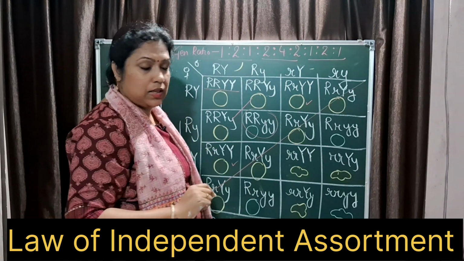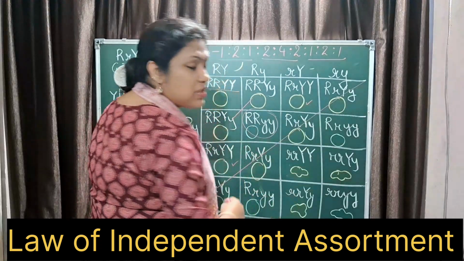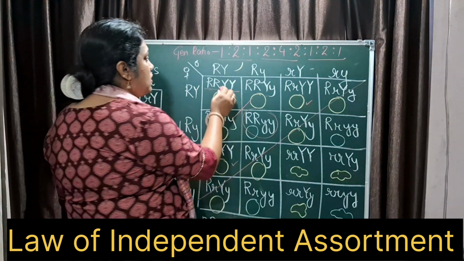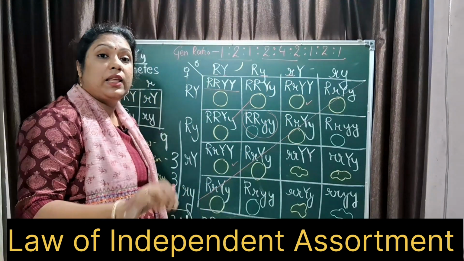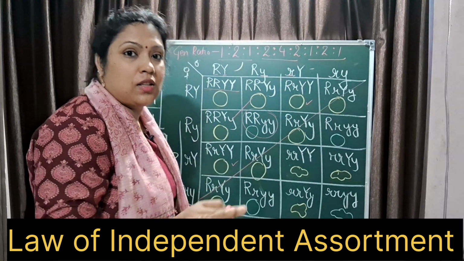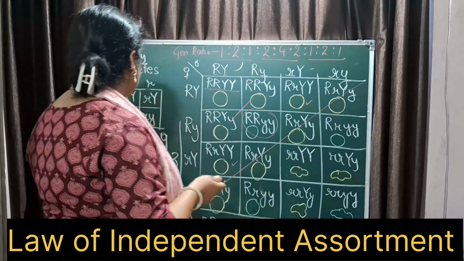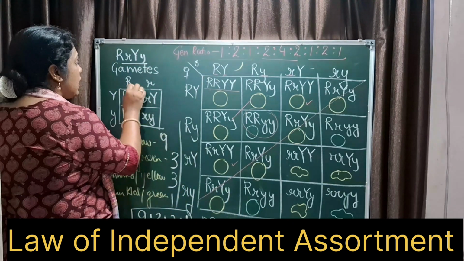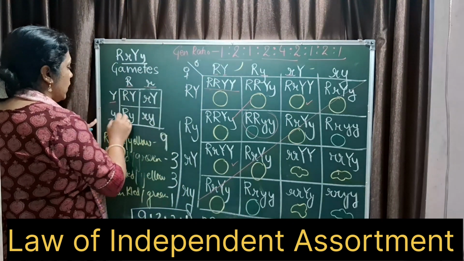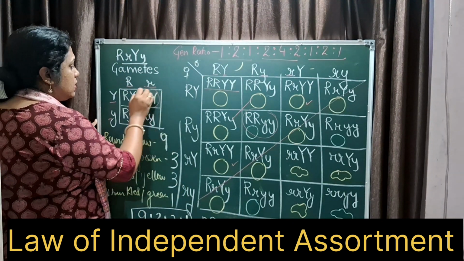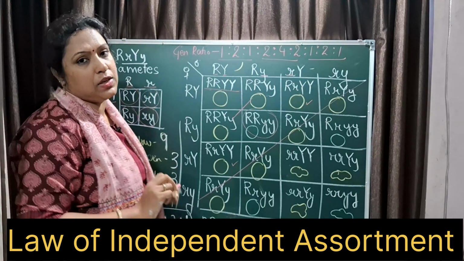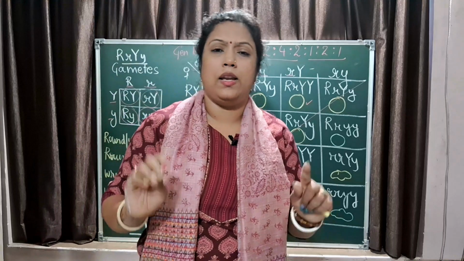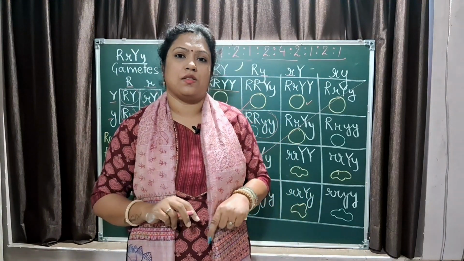Now here you can see how all these combinations are possible. It is because this R and this Y, or small r, small y, are totally independent of each other when it happens in the gamete formation. So this R, this Y, they are going into the gametes independent of each other. This is what the law of independent assortment is all about. Any doubt? Put it in the comment section.